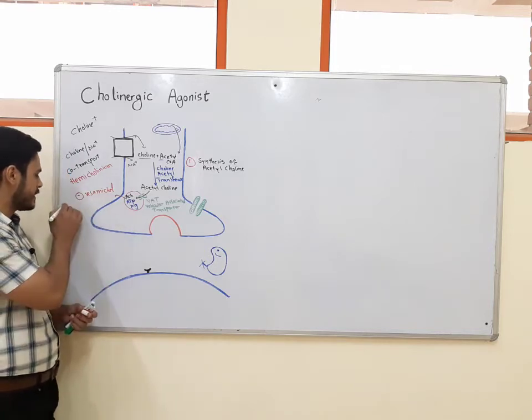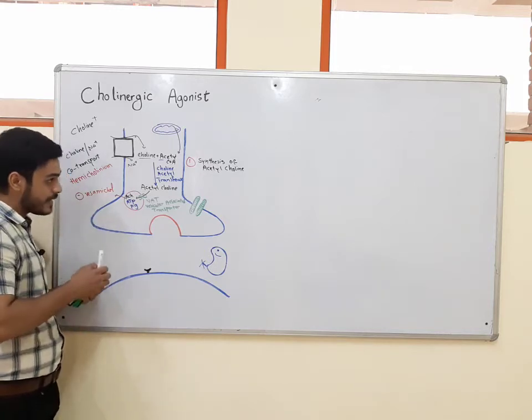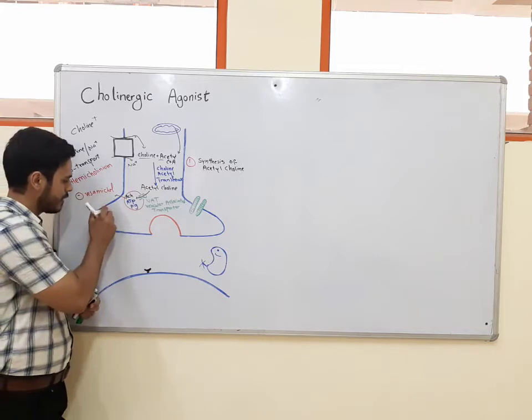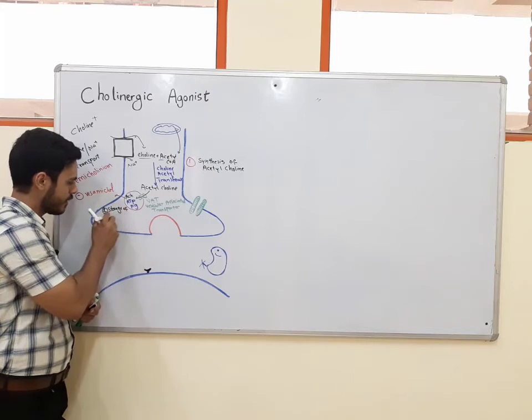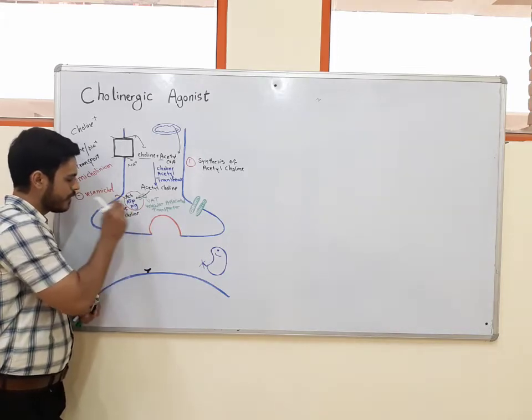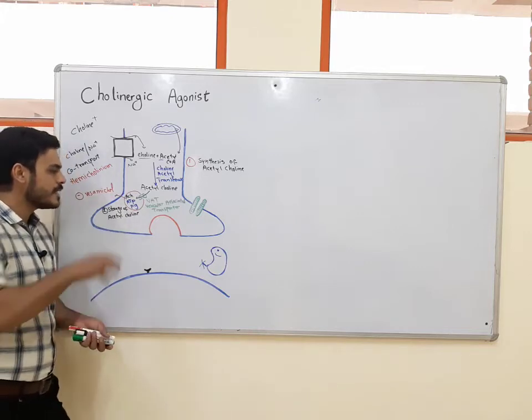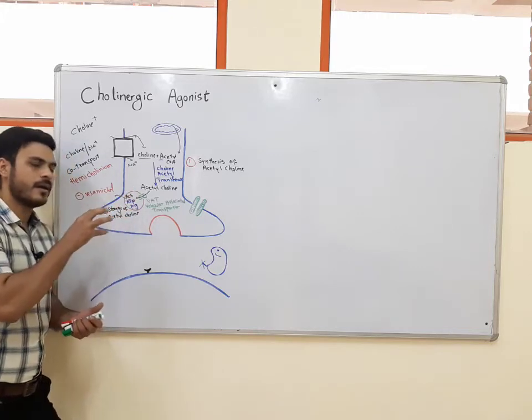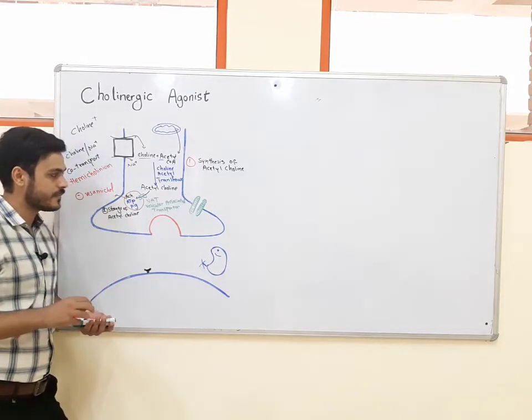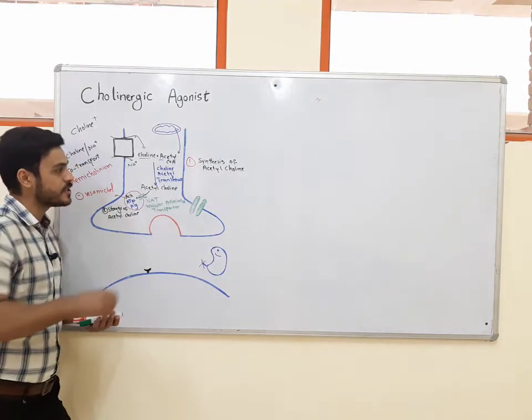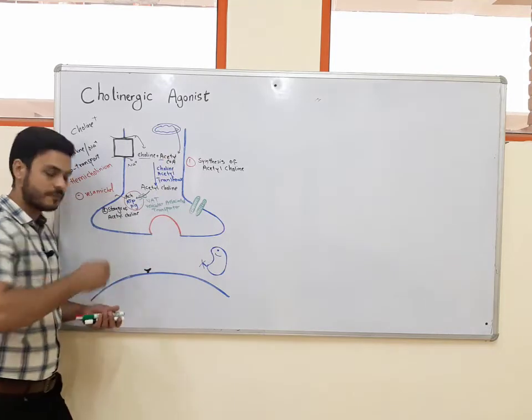So the second step is storage of acetylcholine. The third step of neurotransmission: these acetylcholine will remain in the vesicles till an action potential reaches the nerve terminals.